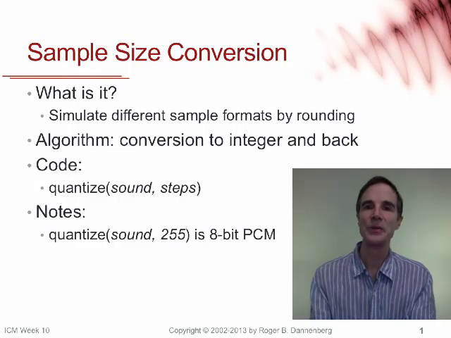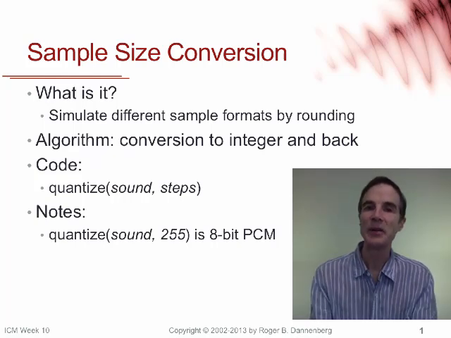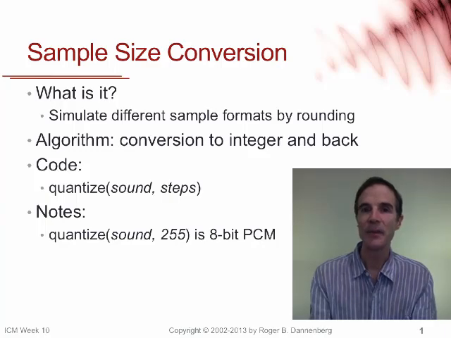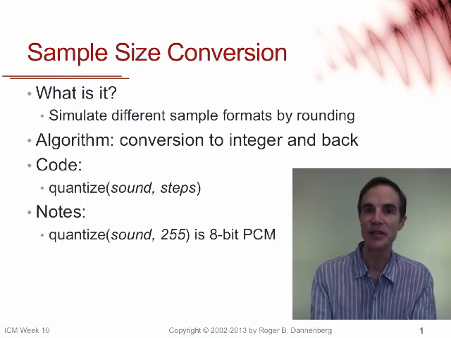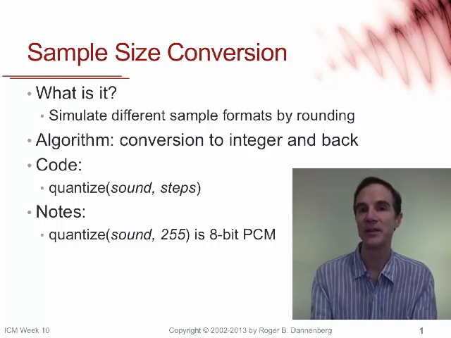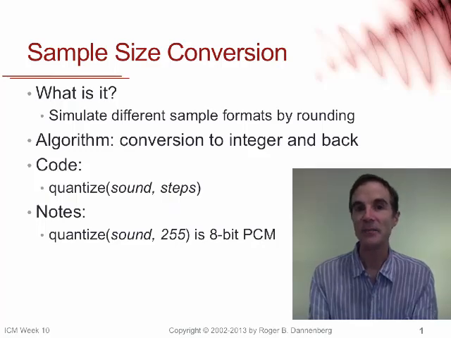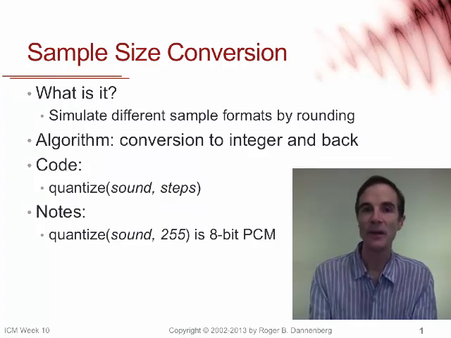Nyquist allows you to simulate the effect of different sample sizes using a unit generator called Quantize. What it does is it calculates a number of quantization levels and rounds the floating point signal to the nearest integer, and then converts it back into floating point. So this is what would happen if you were to play a sound using, say, 8-bit audio or even less.